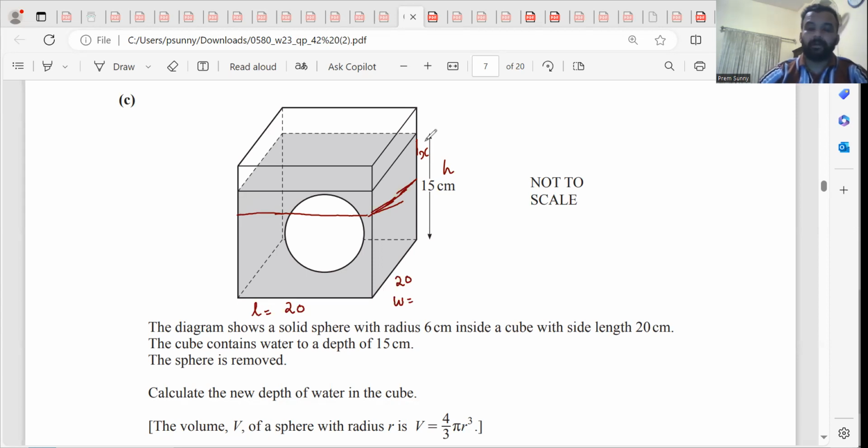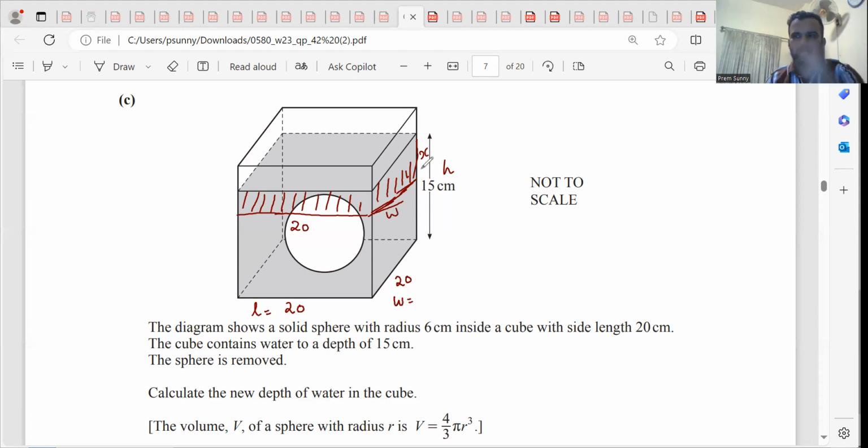Now I repeat, here we have a sphere, and we are removing that sphere. When we remove that sphere from the tank, the length and the width are not going to change. Only the height is going to decrease. That change in height, I'm just taking as x here. Now, what we have to do is find the volume of the sphere, and then equate it with this shape, which is also a cuboid. This volume is a cuboid with length 20, width 20, and height x.